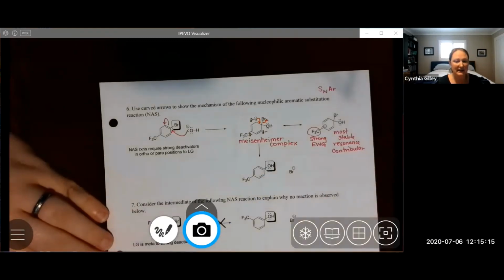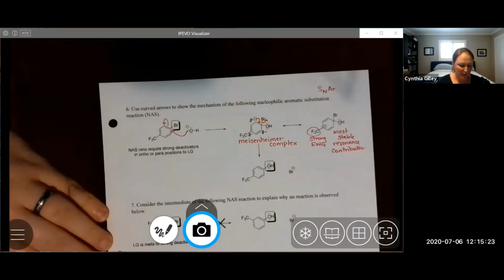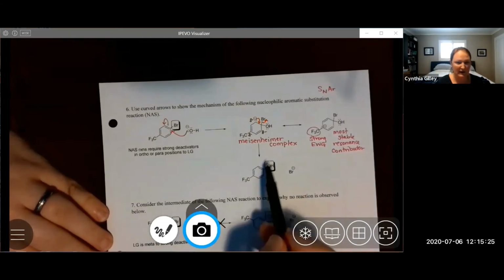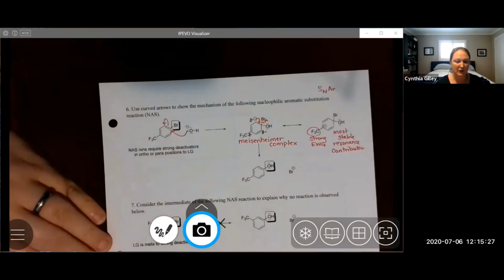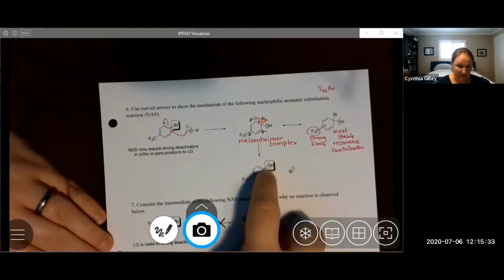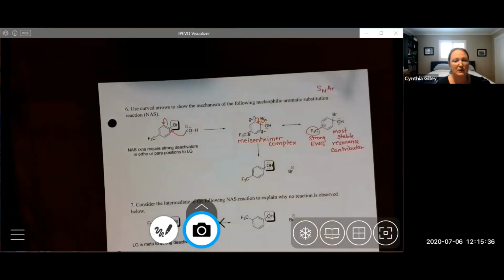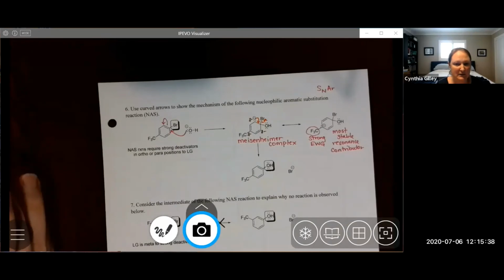So synthetically, when you're doing problems and you see a group like this, you need to have light bulbs going off in your head going, okay, at some point I need to do a nucleophilic aromatic substitution in order to get that group there. Okay, so if you have an oxygen directly attached to the ring, you must do a nucleophilic aromatic substitution. You cannot introduce that through an electrophilic aromatic substitution.